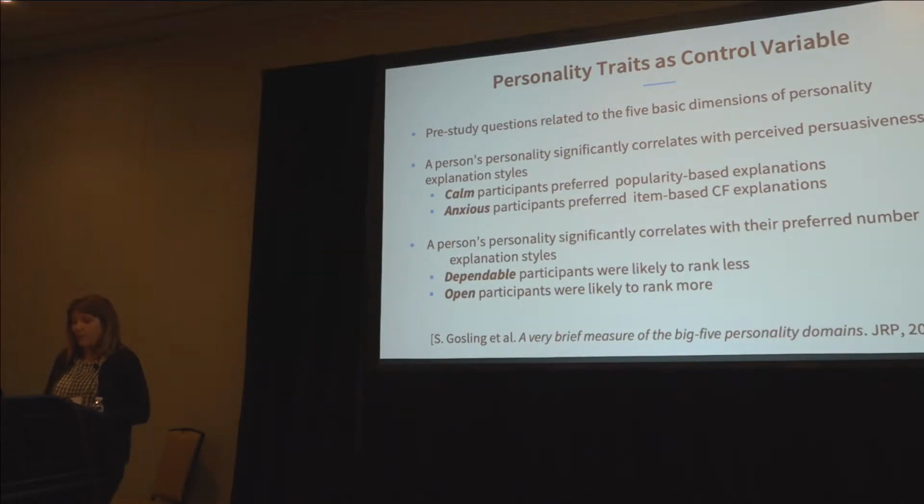In more detail, we observed that participants that reported to be calm preferred popularity-based explanations, while participants that reported to be anxious preferred item-based collaborative filtering explanations. We also observed that participants that reported to be dependable were likely to rank fewer explanation styles, while participants that reported to be open were likely to rank more explanation styles.